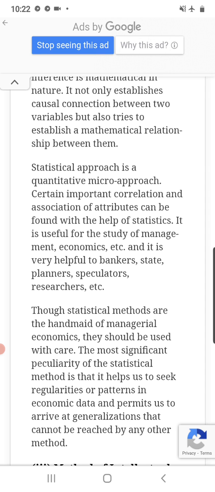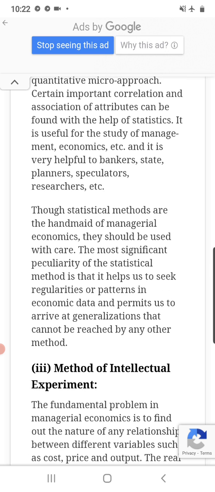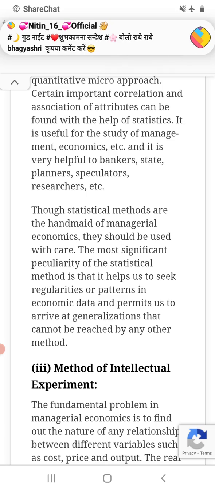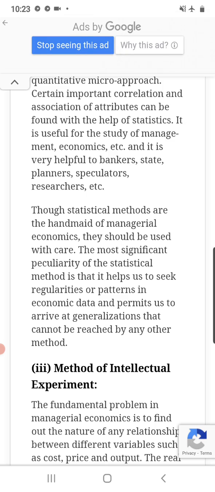Means this statistical data is not useful for the economist only, but apart from that researchers are there, economists are there, bankers are there, so it is useful for them as well. Though the statistical methods are the handmaid of managerial economics, they should be used with care. The most significant peculiarity of the statistical method is that it helps us to seek the regularity or the pattern in the economic data and permits us to arrive at generalizations that cannot be reached by any other method.